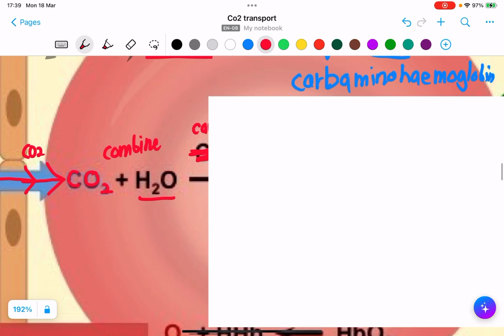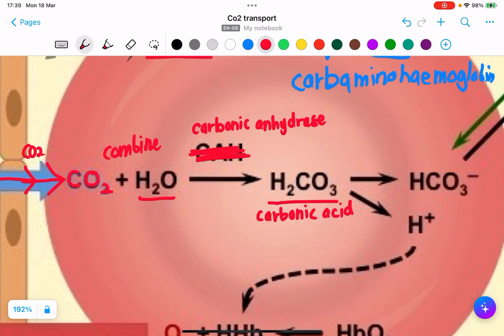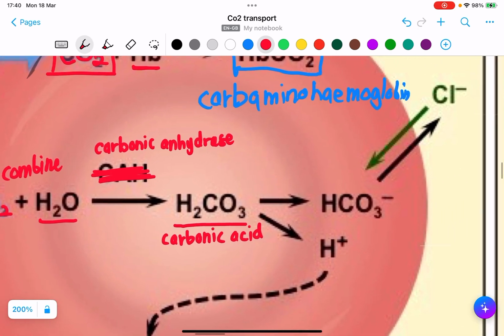Alright. Again, CO2 combines with H2O, catalyzed by carbonic anhydrase, to produce carbonic acid. Sampai situ dulu. So kali ni dia tak pergi dekat hemoglobin apa semua, belum lagi. Dia react dengan water. Dalam red blood cell ada air juga. Ada small amount of water.